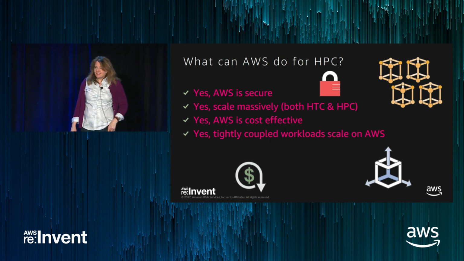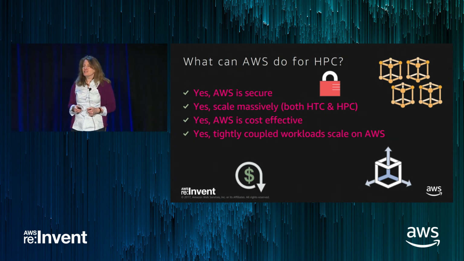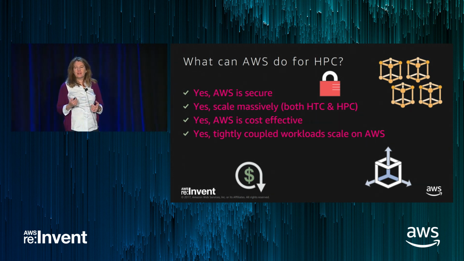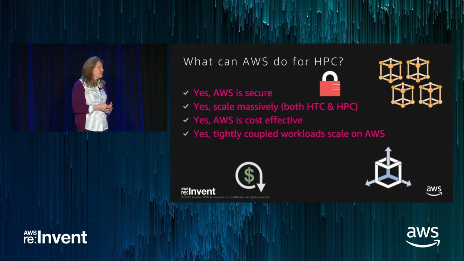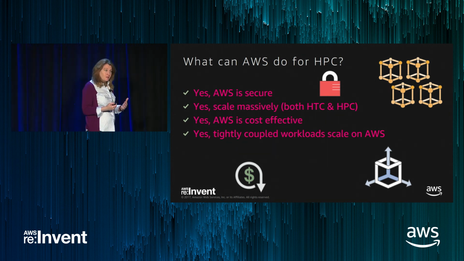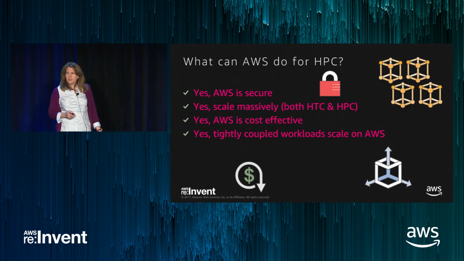In this next section, I'm going to talk about some of the most commonly asked questions about HPC on AWS. These are the questions that I'm asked day in and day out. Is AWS secure? Can you really get all the cores that you need to run massively at scale? Is it cost effective? And then finally, probably the most intense question of all, how good is your network? Can I really run a tightly coupled case?